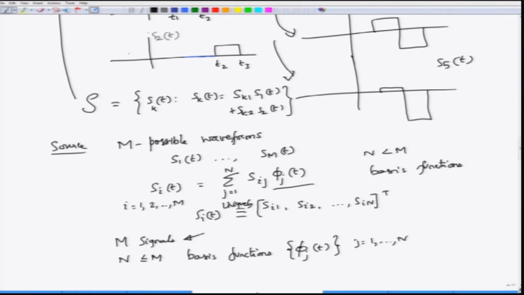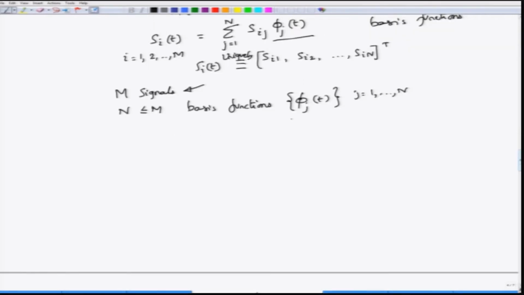Now, we will not go into the details of how to obtain the basis functions. I will simply assume that the process is covered elsewhere. You can actually generate them by going through a process called Gram-Schmidt orthogonalization.